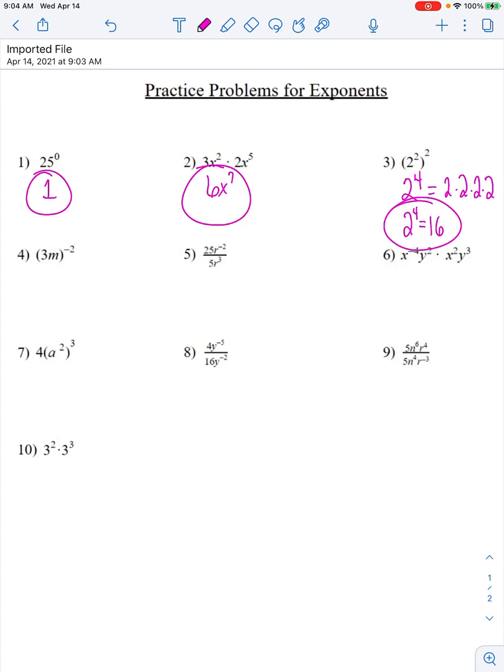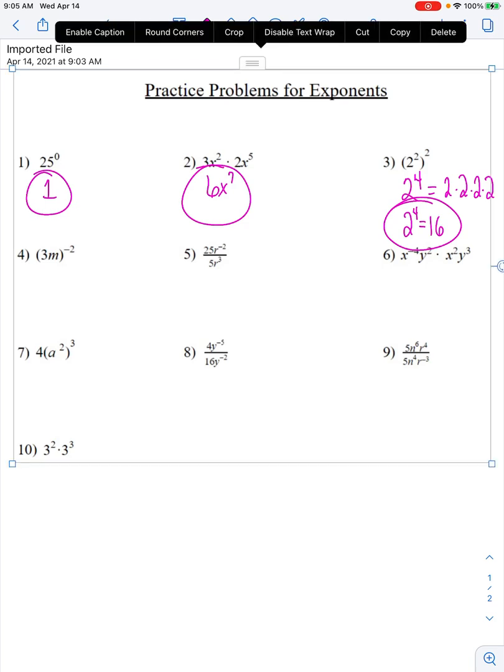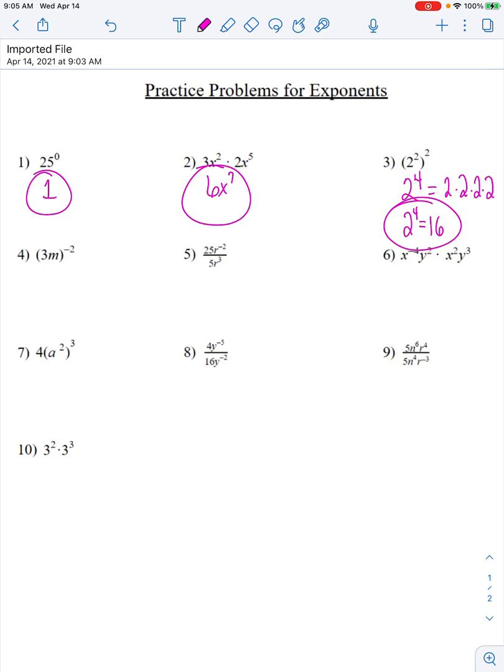Now take a look at number 4. I noticed two rules. The first rule is I notice a negative exponent, and then I also notice the power rule. So let's get rid of that negative first. The negative exponent rule says that I take the reciprocal of the base. That's how I make that positive. So I have 1 over 3m all to the 2nd power.